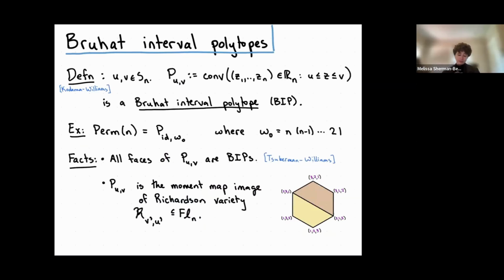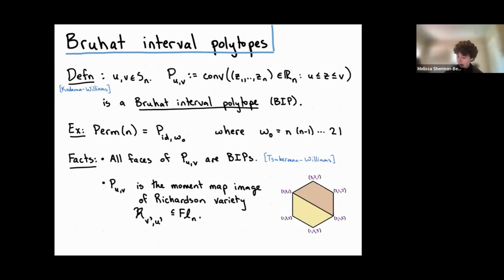If you like algebraic geometry or the flag variety, you may also want to know that this Bruhat interval polytope is actually the moment map image of a particular Richardson variety in the complete flag variety. I'm not really going to say anything more about that, just if you like polytopes to come from somewhere geometric, these come from somewhere geometric.